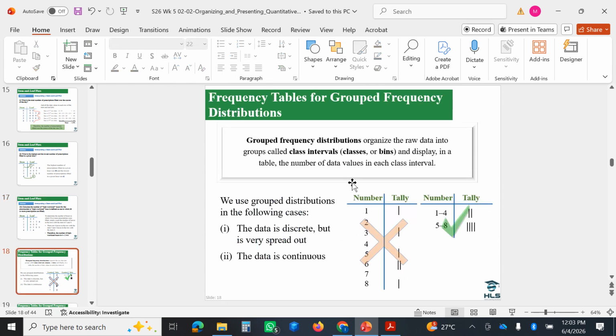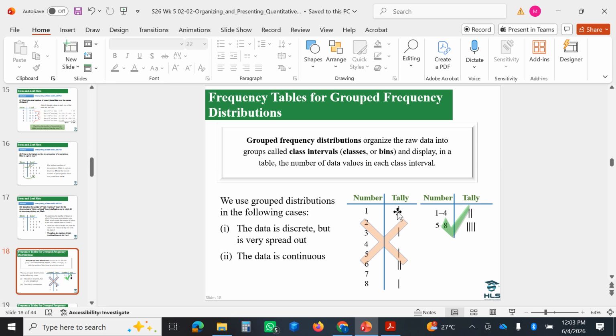Group frequency distribution. Organize the raw data into groups called class intervals, or bins, or classes, and display in a table the number of data values in each interval. So we looked at the whole idea of a tally, and this is a perfectly acceptable tally chart. Look, you have your number 1, 2, 3, 4, 5, 6, 7, 8, and these are the number of occurrences.